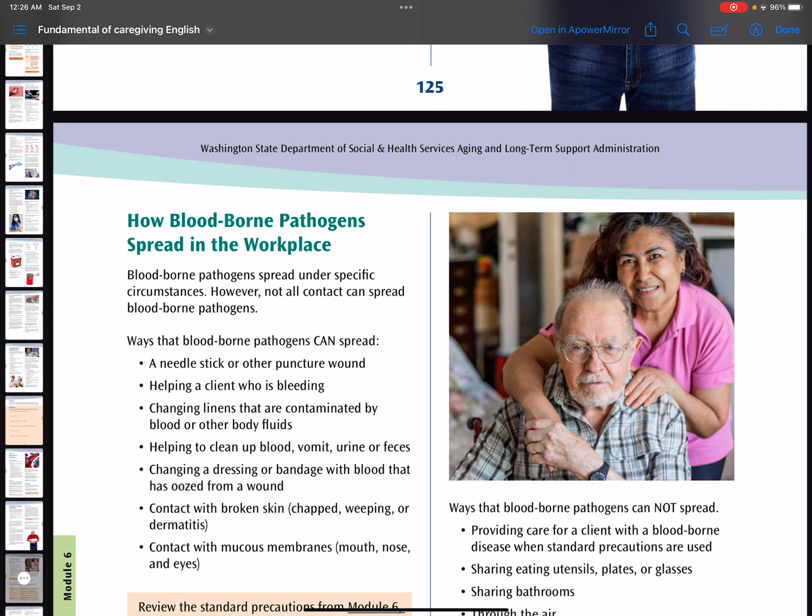Ways that blood-borne pathogens cannot spread. Whenever you are providing care to someone with a blood-borne disease, you need to follow standard precautions. Sharing eating utensils, plates, and glasses with a resident doesn't cause blood-borne pathogen infection. Sharing a bathroom, hugging, shaking hands, or holding hands doesn't cause it either.